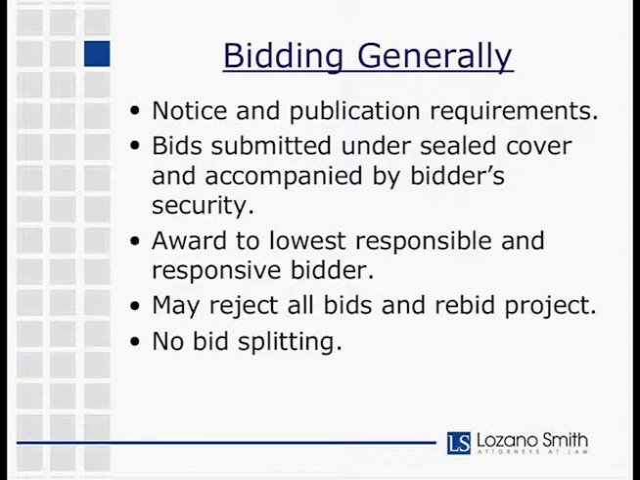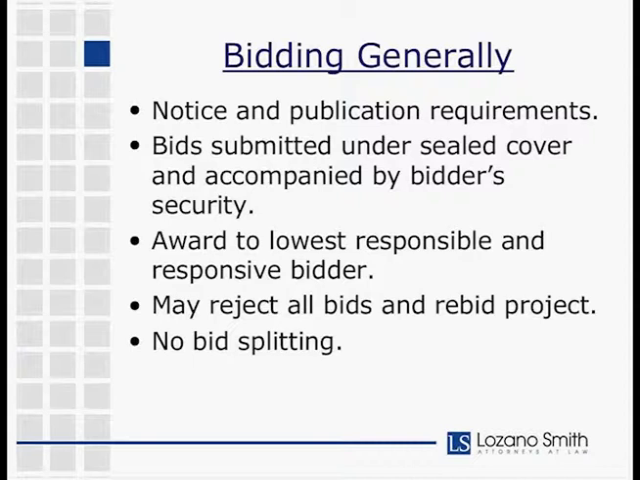So for example, you have a bid and all of the questions are answered, all of the boxes have been checked that need to be checked, all of the pages are signed. That's going to be a responsive bid that can be accepted. If there's missing information, for example, failure to provide licensing information that was requested in the bid documents, that bid is going to be non-responsive and cannot be accepted.